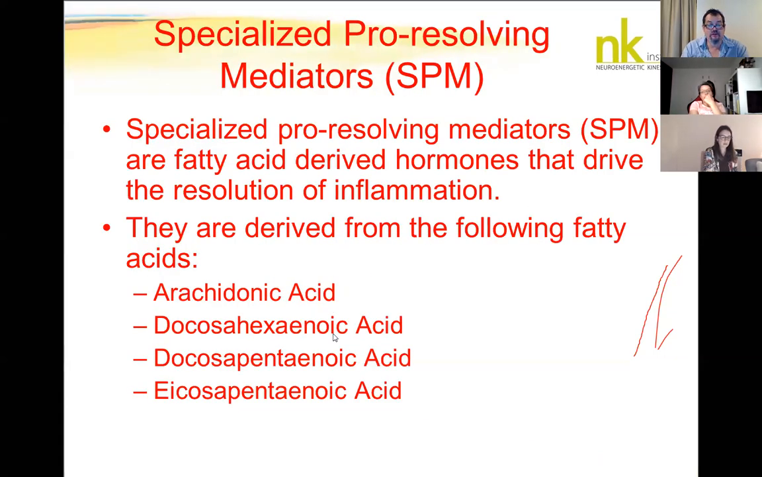And then you've got the pro-resolving mediators. So this is, I think if you've got clients or you're working with people or you know someone who's got it, is to support the resolution of inflammation, especially with your omega-3s.